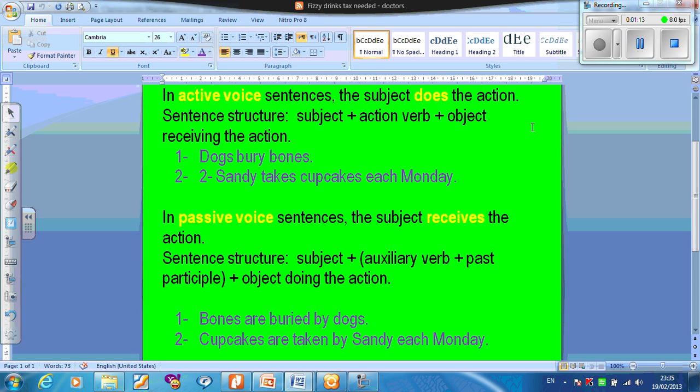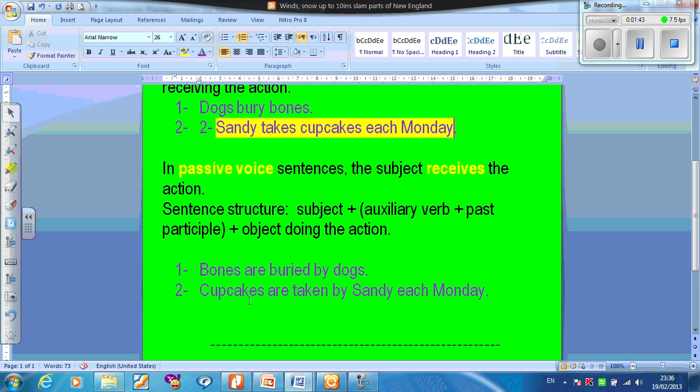The first one in active voice was dogs bury bones. When I want to change this sentence to passive, it's going to be bones are buried by dogs. Let's see sentence number 2. Sandy takes cupcakes each Monday. This was an active sentence, right? So I want to change it to a passive sentence. It's going to be cupcakes are taken by Sandy each Monday.